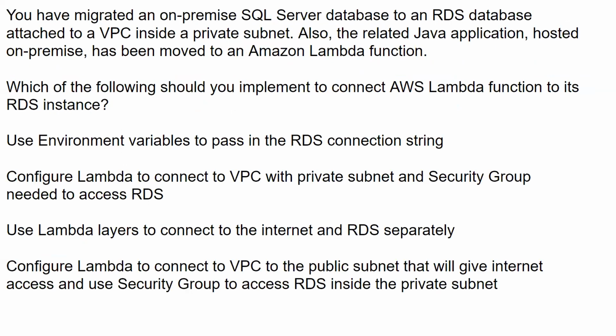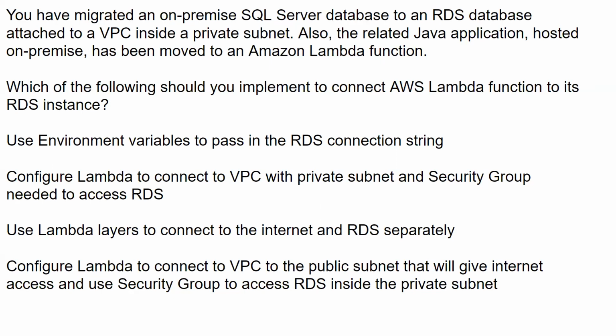You have migrated an on-premise SQL Server database to an RDS database attached to a VPC inside a private subnet. Also, the related Java application hosted on-premise has been moved to an AWS Lambda function. Which of the following should you implement to connect AWS Lambda functions to its RDS instance? Use environment variables to pass in the RDS connection string, configure Lambda to connect to VPC with private subnet, and security groups needed to access RDS.